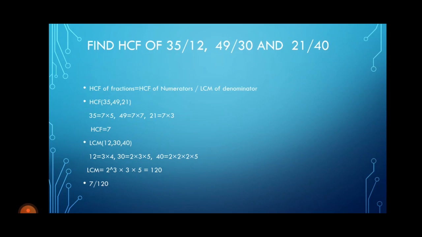Here the common factor present is only 7. 5 and 3 are not common factors. 5 is not present in 49 and 21. 3 is not present in 49 and 35. The only common value present in all 3 values is 7.